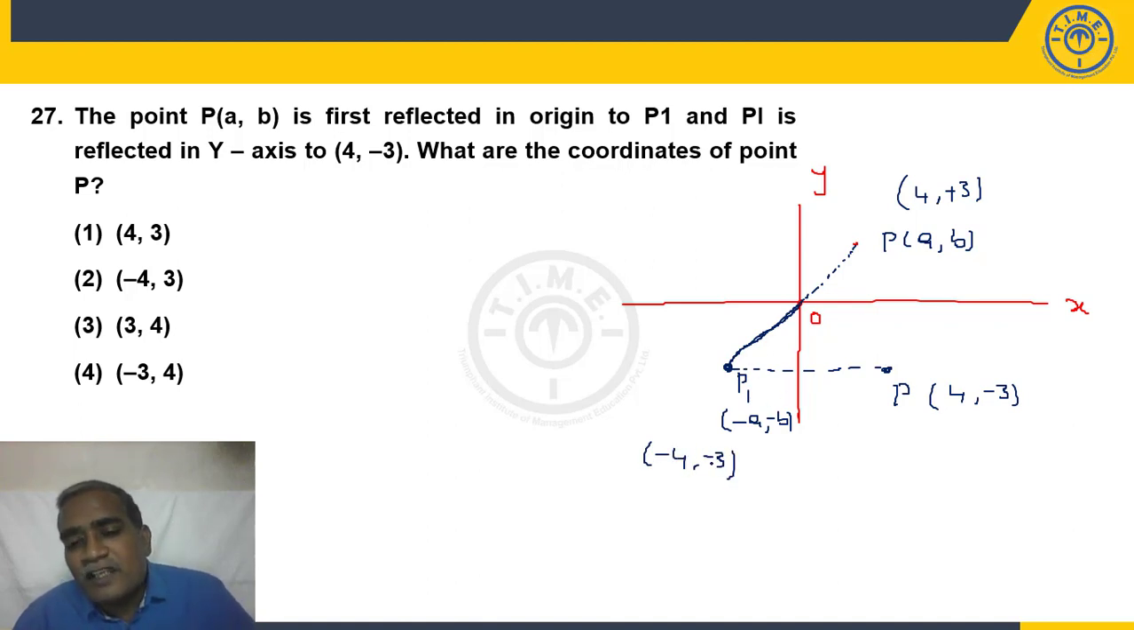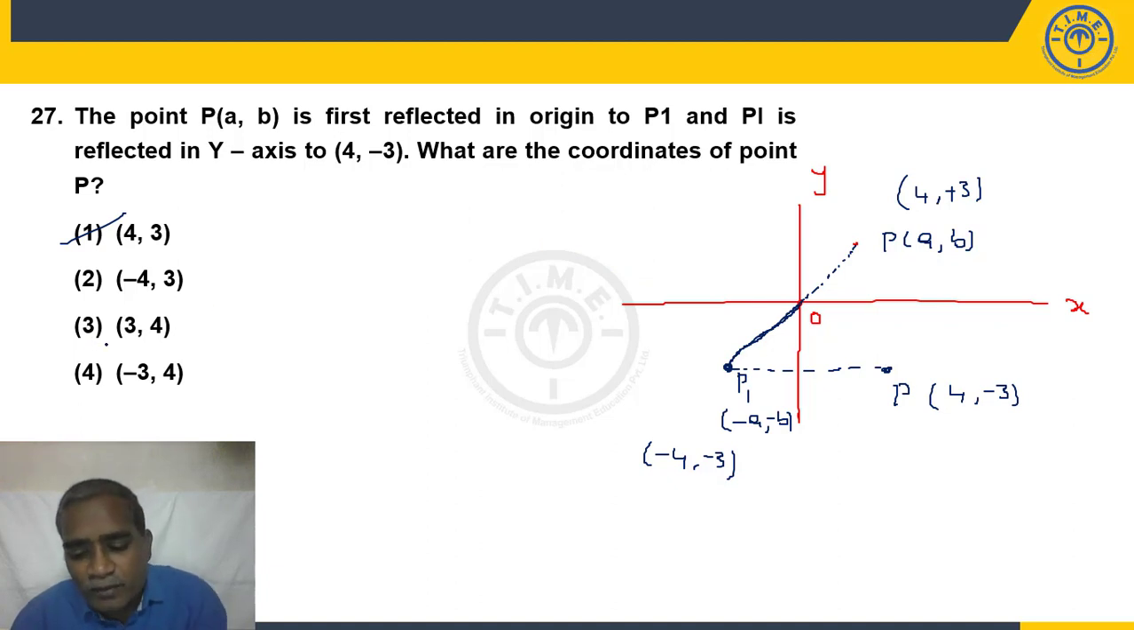What is the reflection of minus 4 comma minus 3 with respect to the y-axis? 4 comma minus 3. That's why the answer is 4 comma 3. Clear? Both are positive here, simple. That may be the first or third option. Now, 4 comma minus 3 is given, so this becomes 4 comma 3. Over.